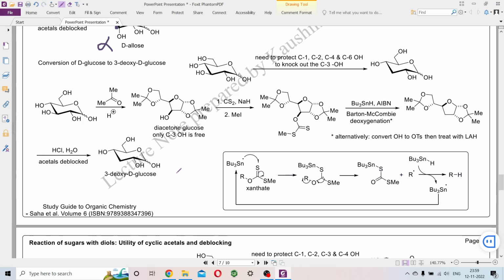If you want to do this thing in a less sophisticated way, let's put it that way, then just convert this OH into tosylate by treating this thing with tosyl chloride and pyridine.